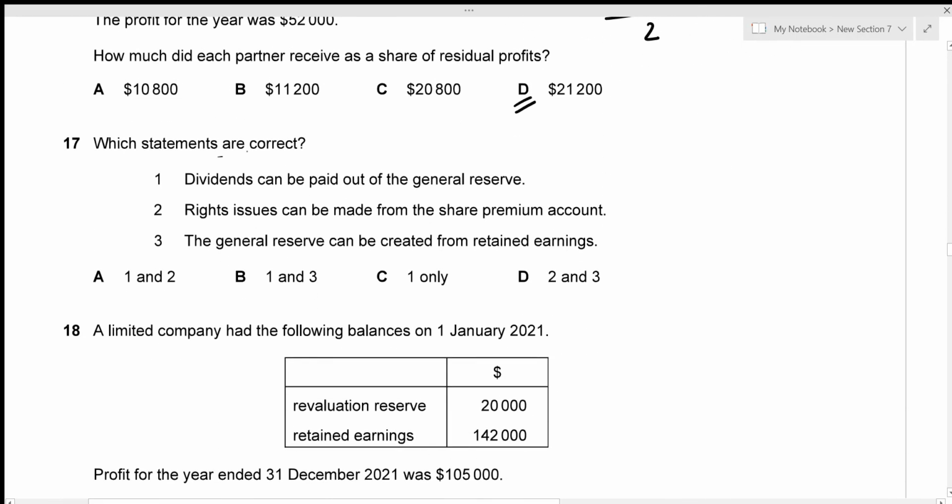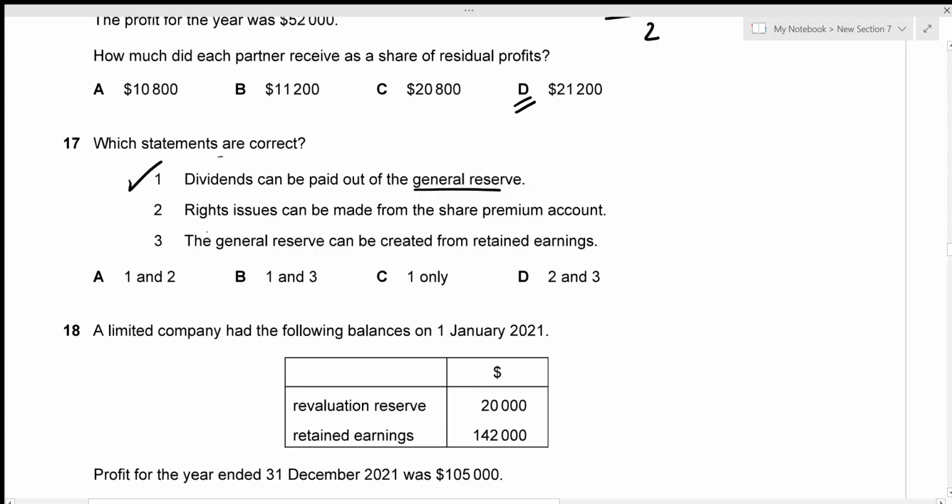Which statements are correct? The first one is dividends can be paid out of a general reserve. So general reserve is something that's created from the amount in the retained earnings, and we know that dividends is something that's going to be paid from the profits earned, and we know that retained earnings include the profit earned, which means that the general reserve is also going to include the profits. Hence, the dividends can be paid out of general reserve. So first statement is correct.